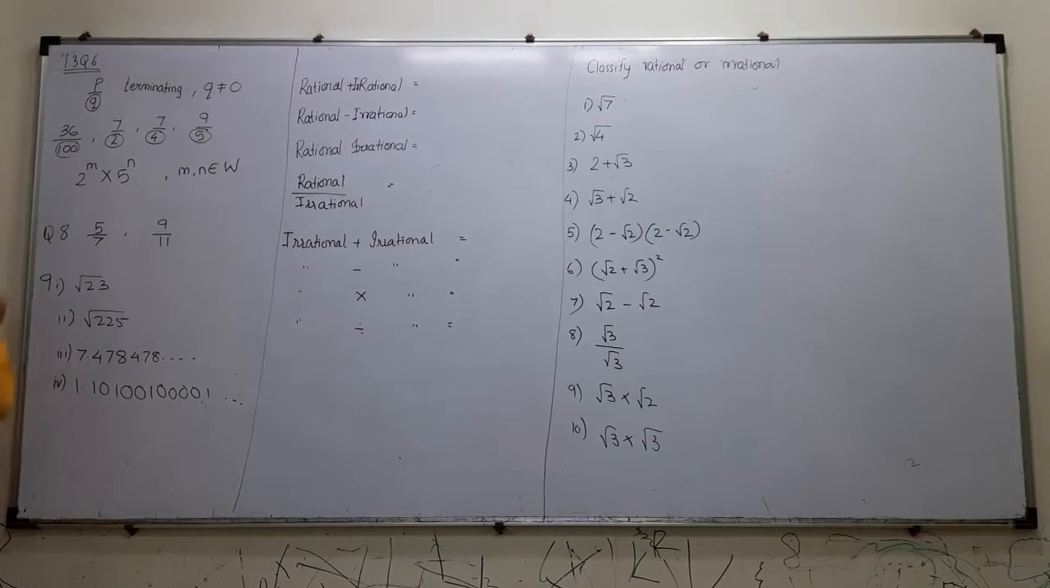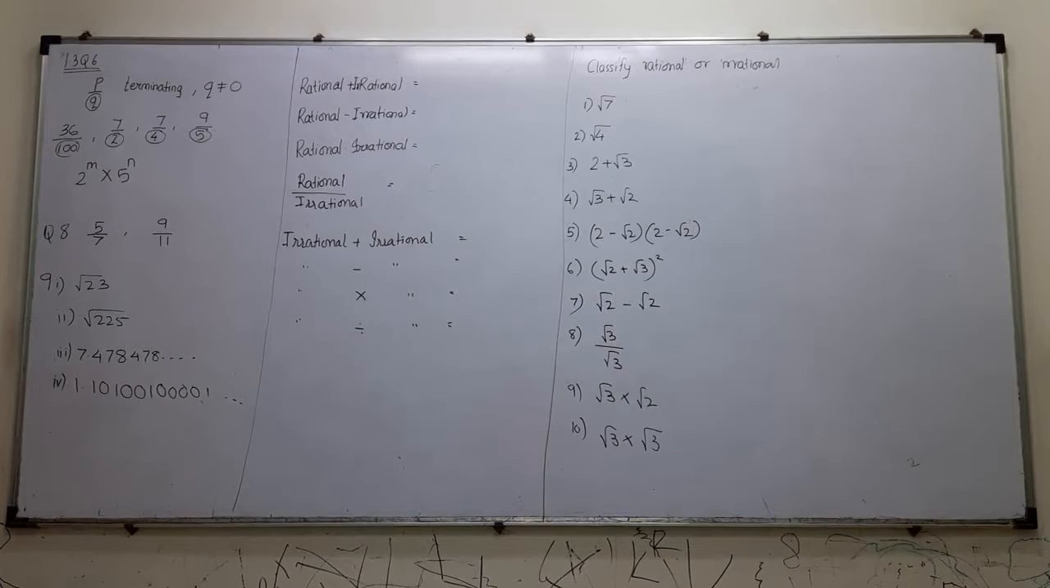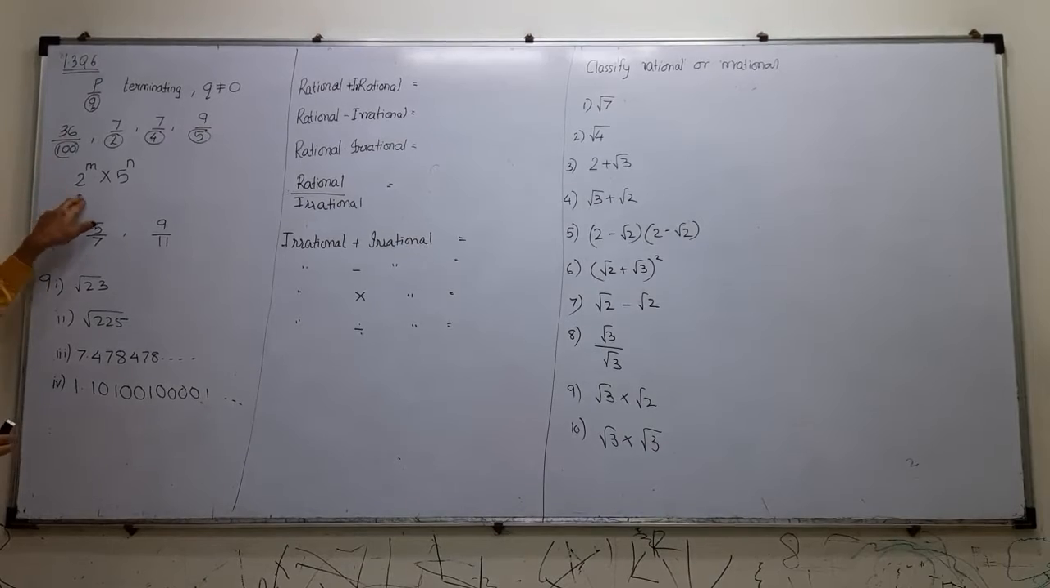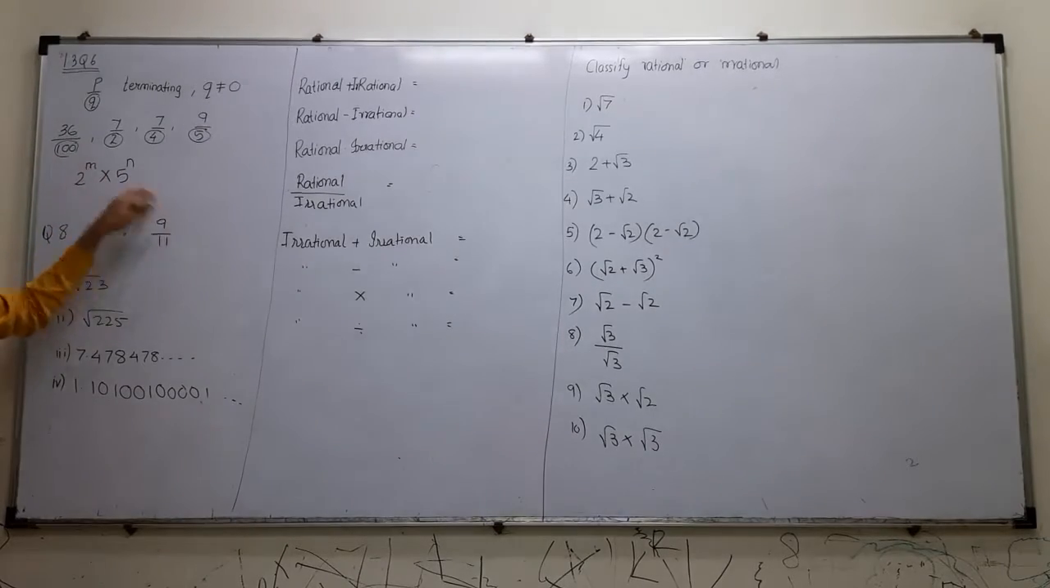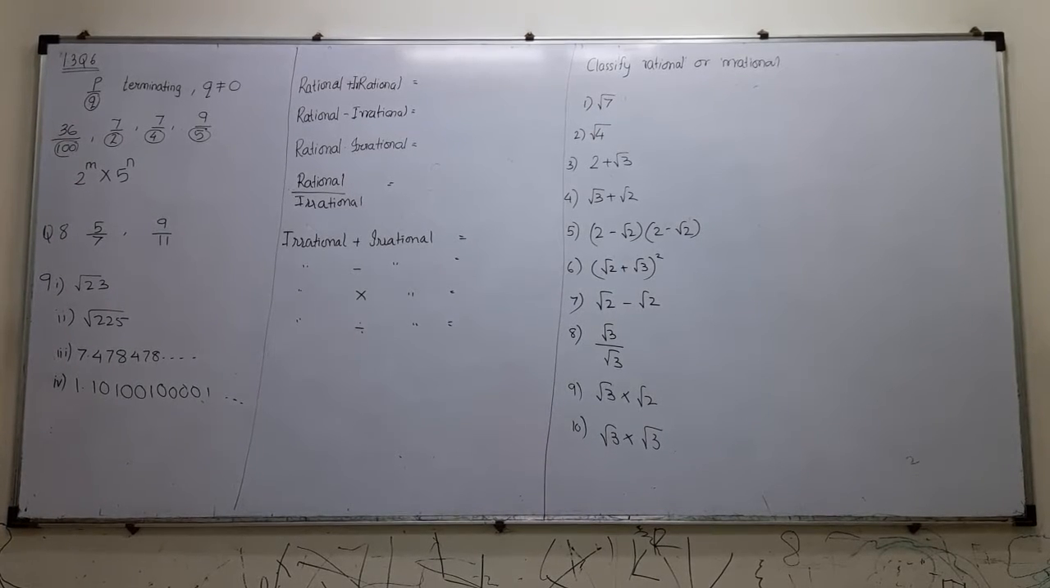One of them should be there. Either m or n, both cannot be 0. Okay? Clear? So the denominator should be a power of 2 or a power of 5 or both. In that case, the rational number becomes a terminating decimal number. Okay, let's move on to the next part.